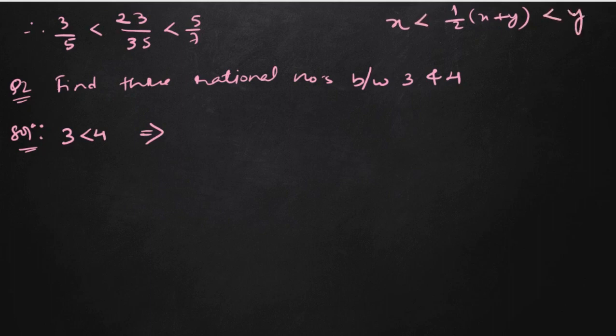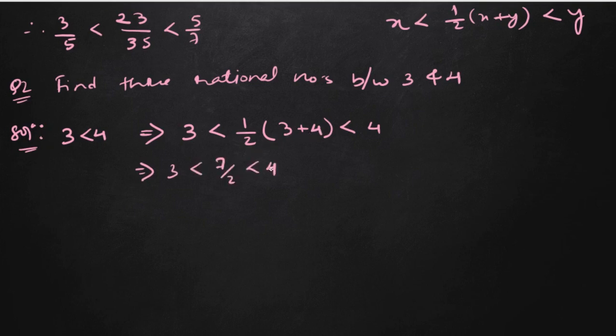So our x will be 3 and y will be 4. So 3 is less than half of x plus y, meaning 3 plus 4, which is less than y, our y is 4. So if we solve this, we will get 3, which is less than 7 by 2, which is less than 4. Okay, so we have found only one rational number, but we need to find three rational numbers.